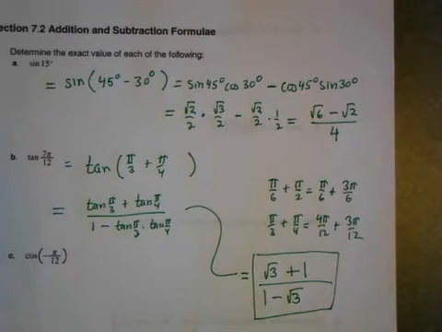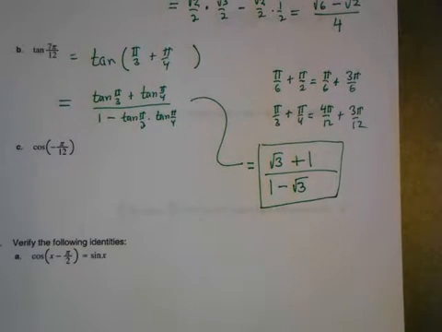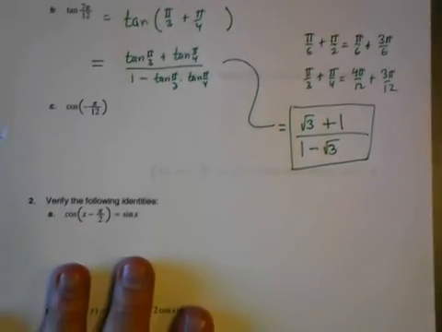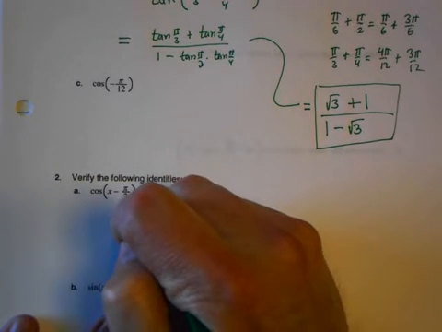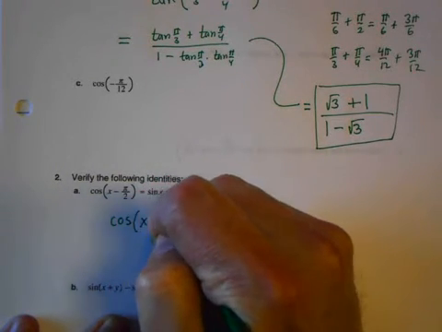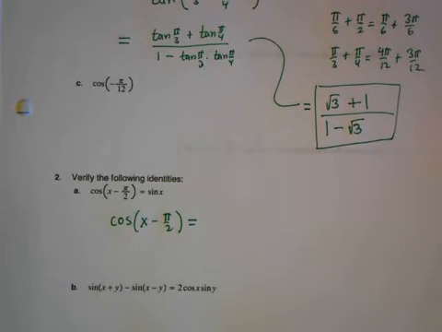All right, I'm going to skip down to number 2. Verify the following identities. Cosine of x minus pi over 2 equals sine x. All right, well, I would start with the left-hand side here, cosine of x minus pi over 2. What would I do with that?